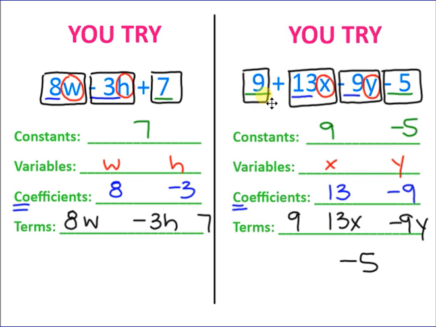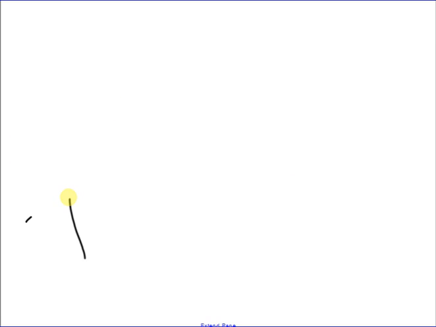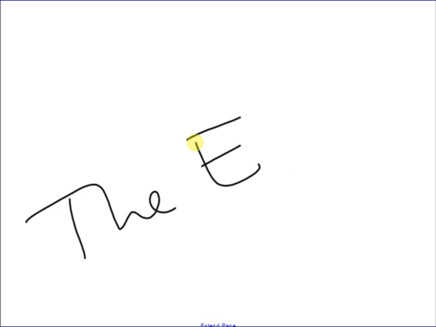For the next one, your constants are 9 and -5. You have two variables, x and y. Your coefficients, that's the number in front of the variable, is 13 and -9. And then your terms are 9, 13x, -9y, and -5. All right, that's the end of this lesson. We're going to do some more practice in class, but remember, if it's a little confusing, that's okay. We're going to practice over the whole unit.